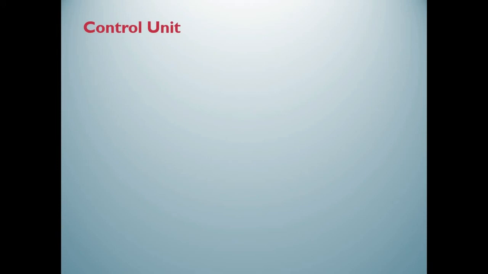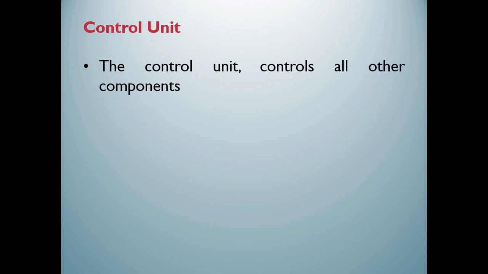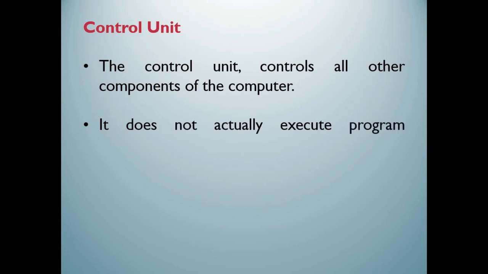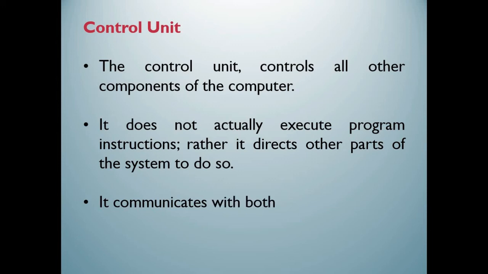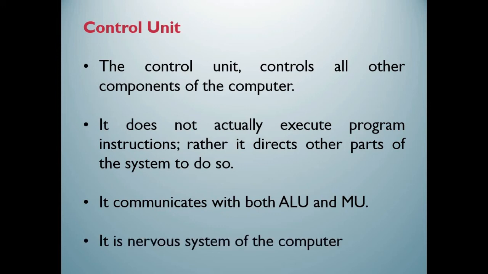So next, coming for control unit. The control unit controls all other components of the computer. It does not actually execute program instructions, rather it directs other parts of the system to do so. It communicates with both ALU and MU, that is memory unit. It is nervous system of the computer.